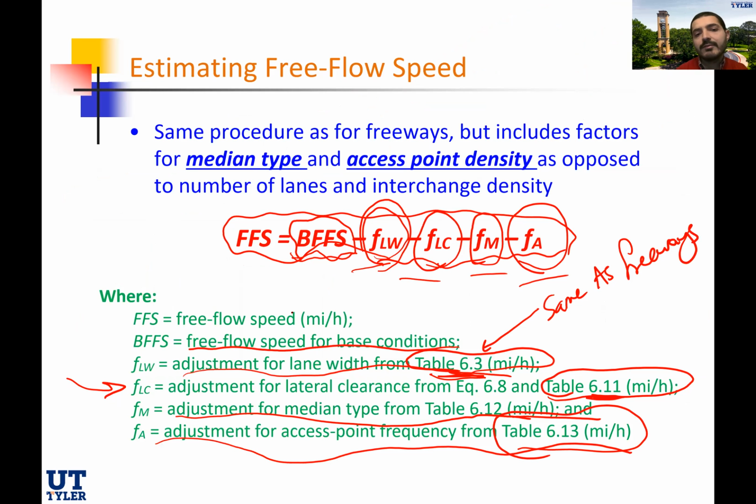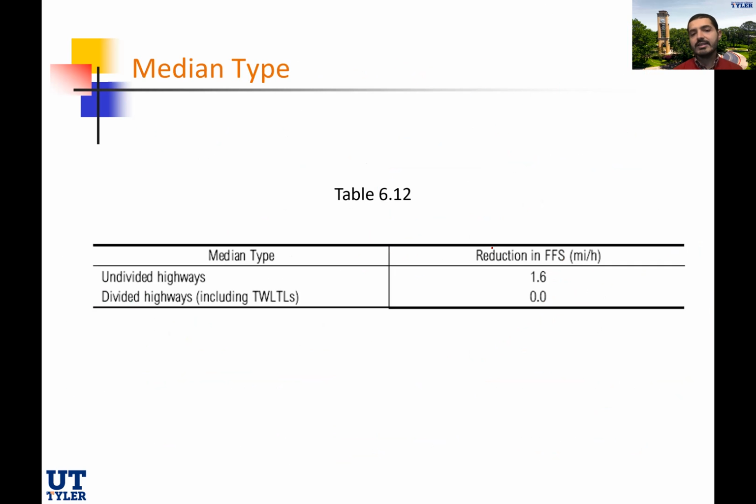So that's when it comes to the TLC. All right, so now FLW, we got to know that from the previous lecture. FLC, now we know how to get it. FM is the adjustment for the median. It's a very simple table. It's all about, is it an undivided highway or a divided highway? If it's a divided highway, that's good. There's no correction because now we are meeting the base condition.